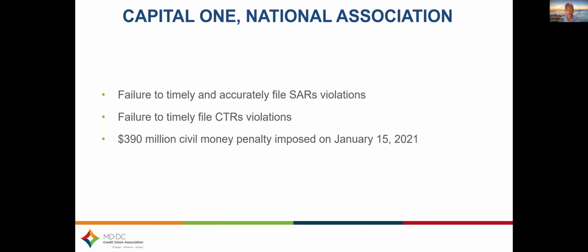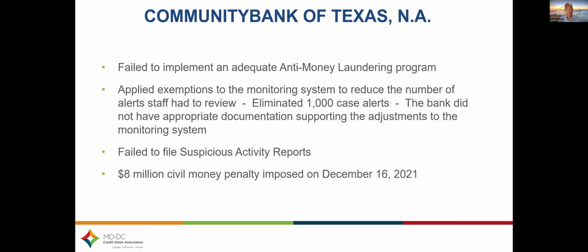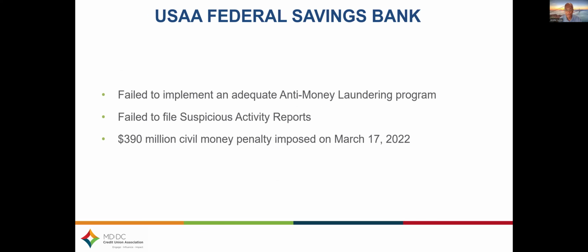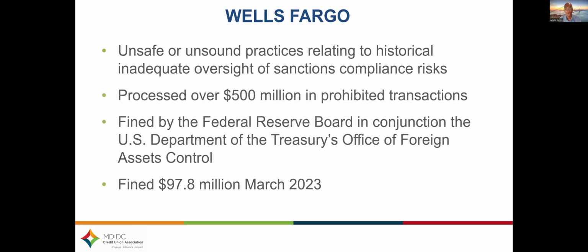This is in 2020. Capital One, $390 million. Failure to file CTRs. Okay, SARs not filed. These things happen. All right. Community Bank 2021, $8 million civil money penalty. Failed to file special activity reports. These things do happen. $390 million. USAA Federal Savings Bank 2022.